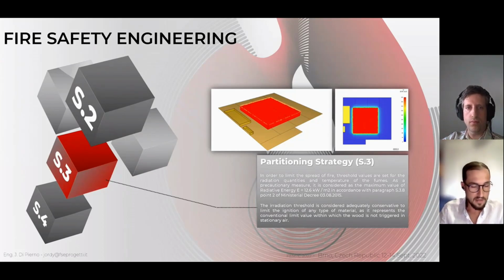S3 compartments. As per the DM 3 August 2015, a threshold value of E 12.6 kilowatts per square meter is considered. The goal of the FSE analysis is the evaluation of this radiative heat transfer to nearby buildings and the demonstration that this threshold is not reached anywhere.